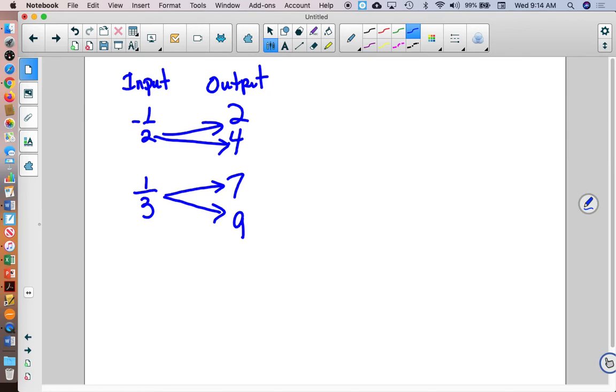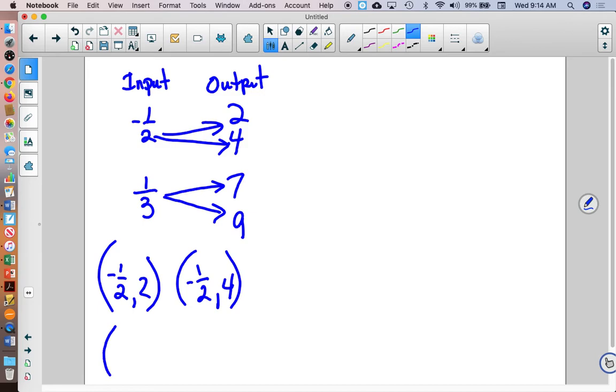Matthew says no, it is not a function. Why not? Because there's two outputs for each. Yeah, what are your ordered pairs in this table? Tell me one of the ordered pairs that you're seeing right there. Trenton, give me one. Negative 1/2 and 2. What's the second ordered pair, Landon? Negative 1/2 and 4. What's my third one? Darton, give me it. 1/3 and 7. And the final one is what, Zane? 1/3 and 9. The minute that you see that the x value has more than one output, you know it's not a function. So it is not a function.